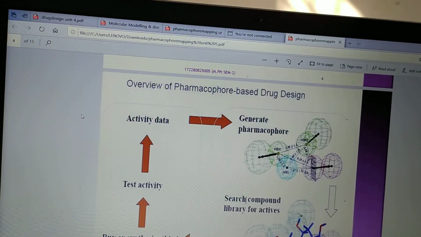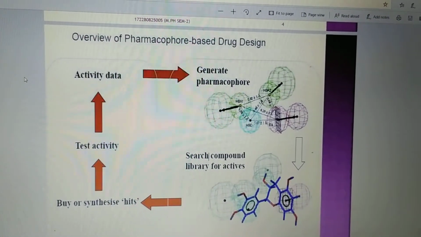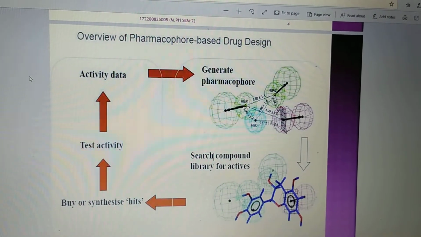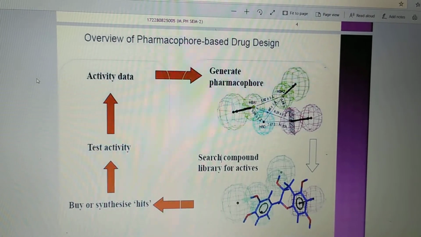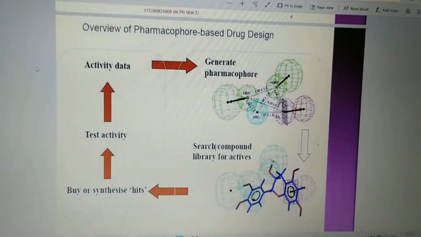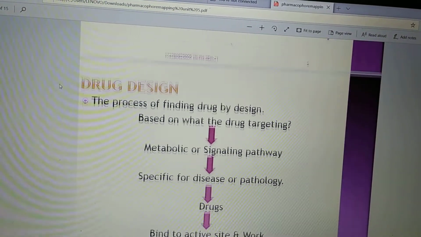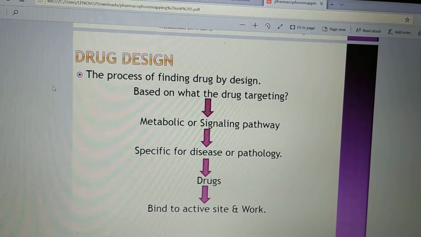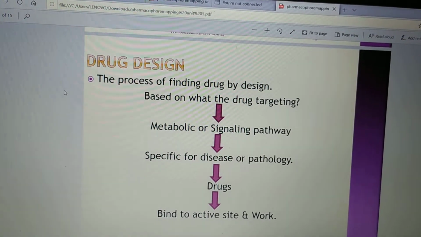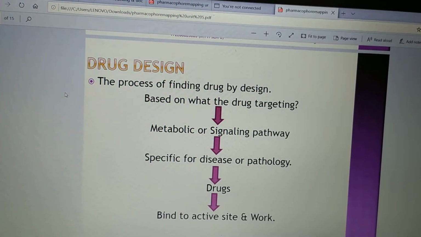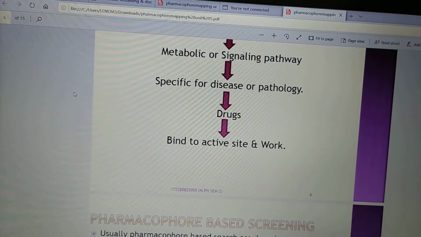Overview of pharmacophore-based drug design. Starting from activity data, generate a pharmacophore, test activity by purchasing or synthesizing compounds, and search compound libraries for activities. Drug design is the process of finding drugs by design based on what the drug is targeting, a metabolic or signaling pathway specific for a disease or pathology. Drugs bind the active site to fit and work.